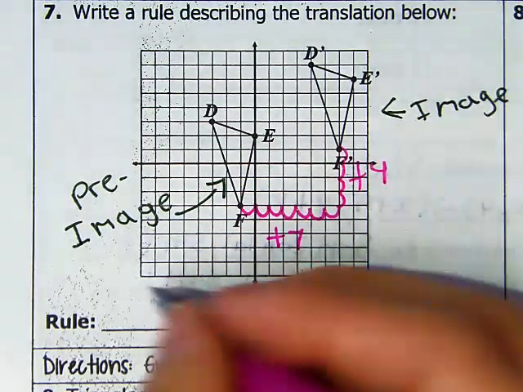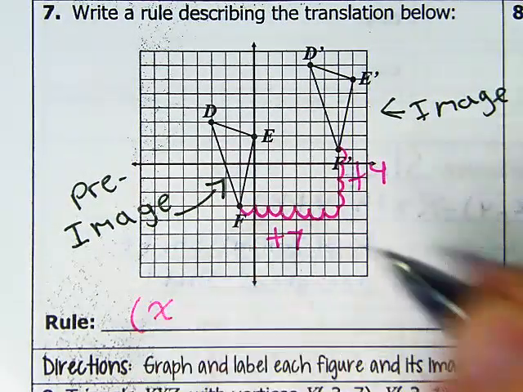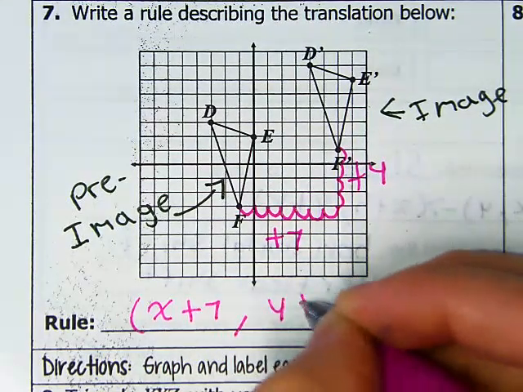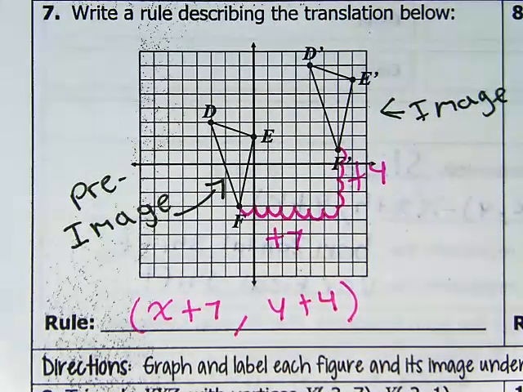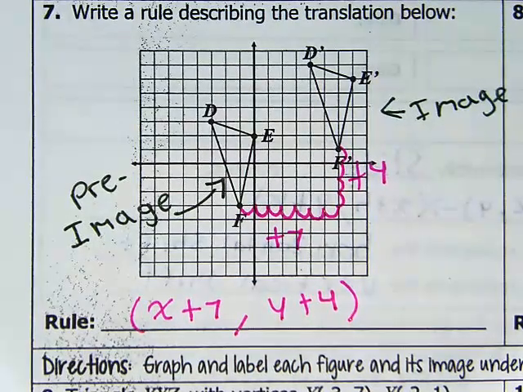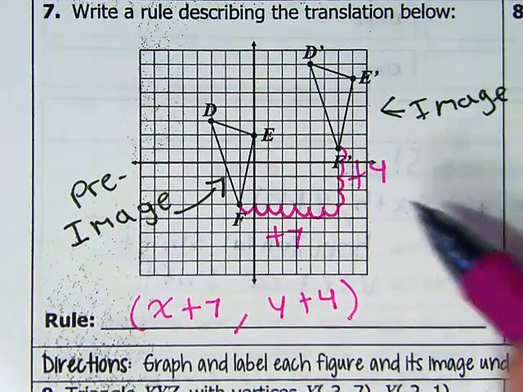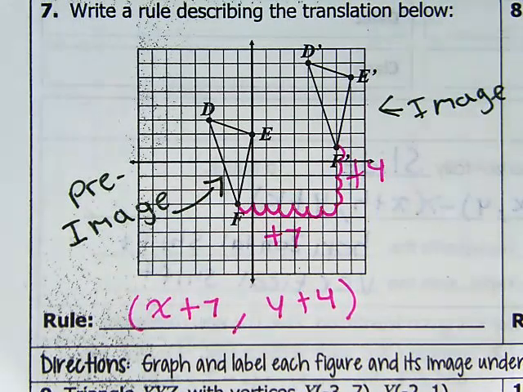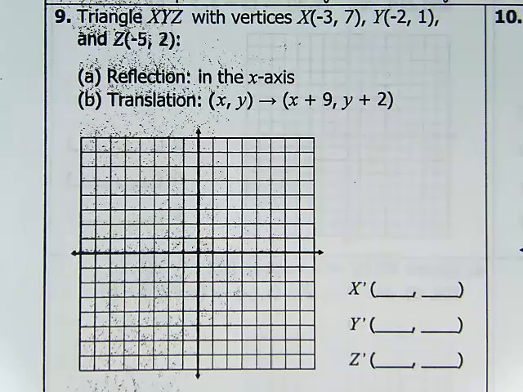So this is really similar to finding the slope. So it would be x plus 7, comma, y plus 4. If we work backwards, we're going to get a negative version because it's going to look like we're going down 4 and over 7. So it's really important to start by identifying our pre-image and then moving to our image.